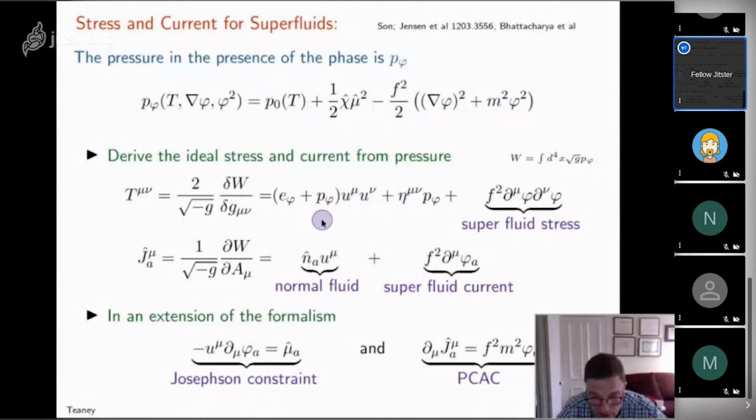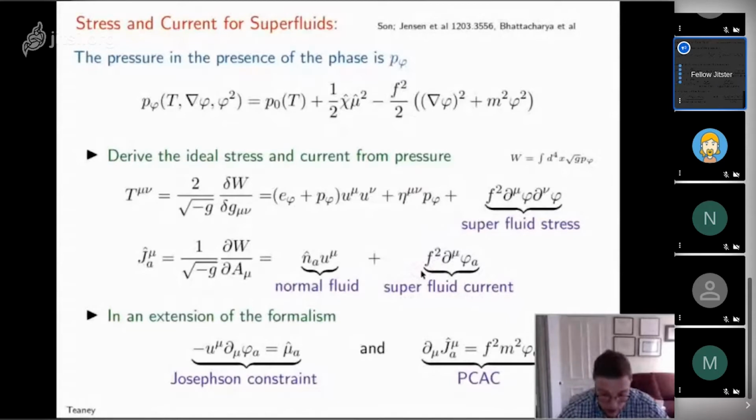Okay. Similarly, if you take this effective pressure and you couple it to a background gauge field, okay, you can find the isovector axial current. Okay, that probably should have a hat on it. And you find basically that the current has some normal piece, the normal isovector current, and a sort of superfluid-like current, which comes from this coupling of the scalar to the other modes.